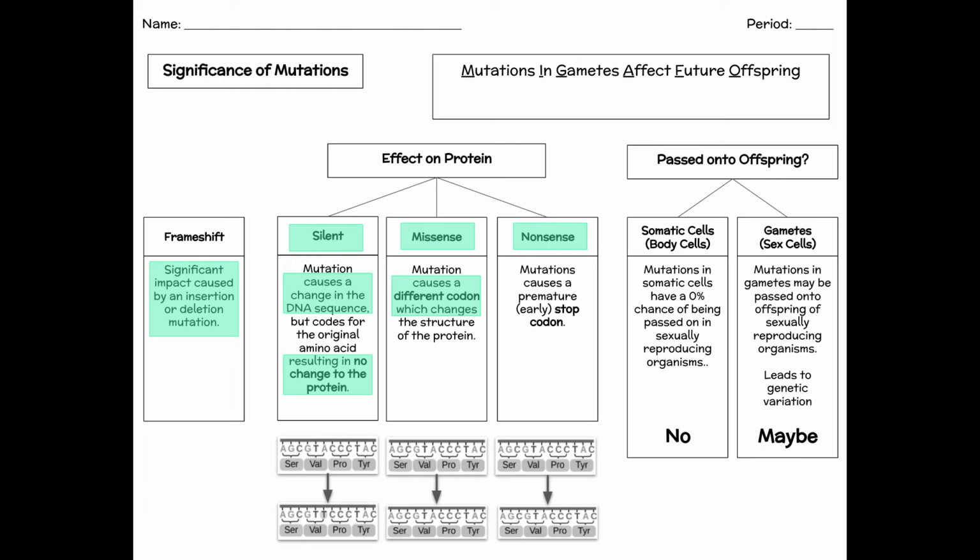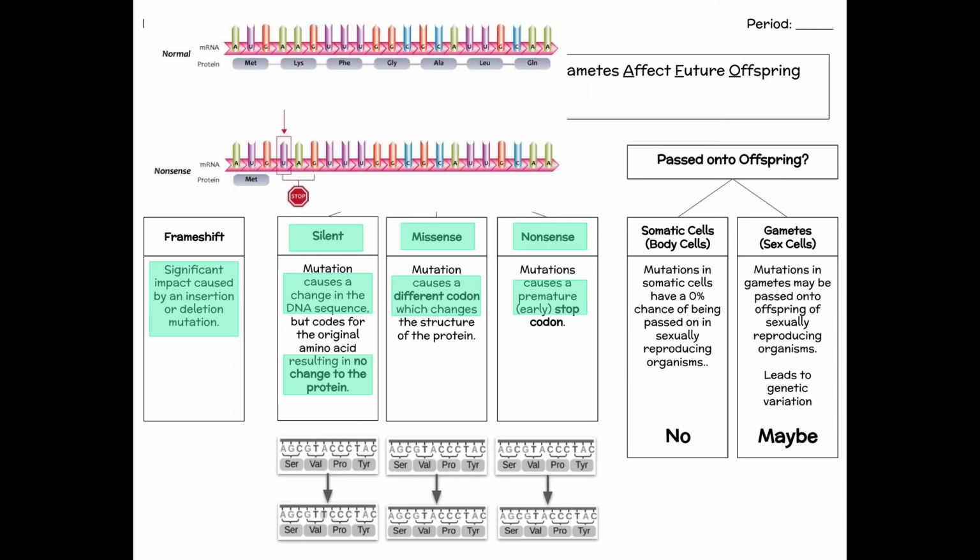Nonsense mutations are mutations that cause protein synthesis to stop prematurely or end early. A stop codon causes translation to end rather than continuing to produce the correct protein. Think about how nonsense means nothing. Here we can see this stops translation and stops making the protein.